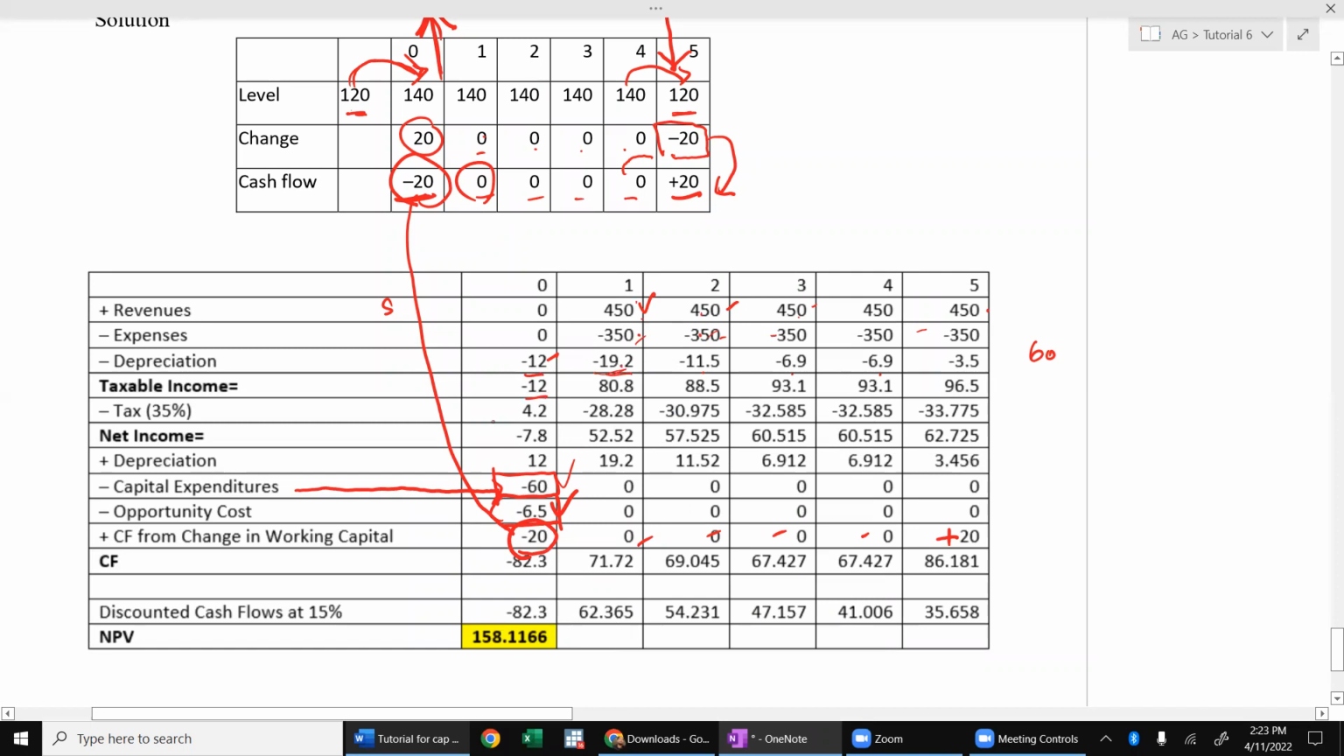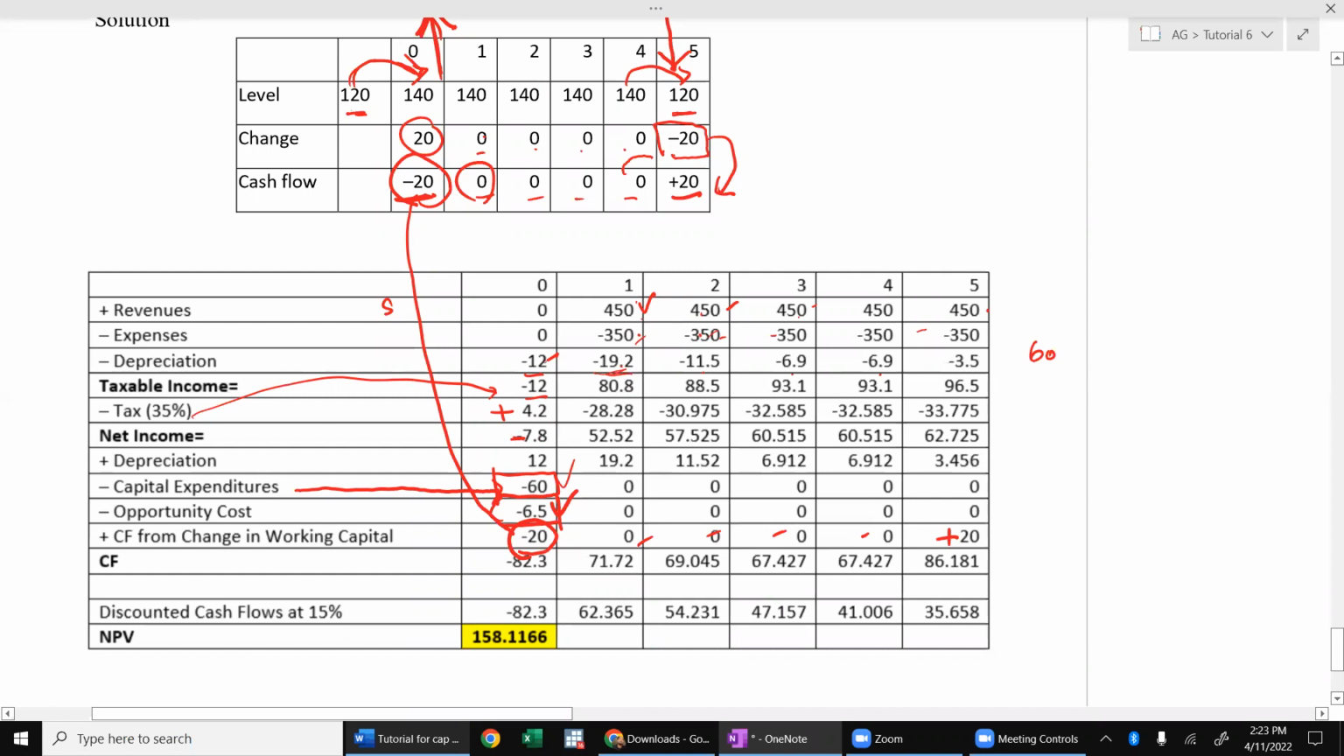But on negative, when you don't pay any tax, it will be a tax saving. If you calculate 35% of 12, it will be 4.2, but not negative. It will be an inflow. So it means that negative 12 plus 4.2 will be negative 7.8. So this is your net income.